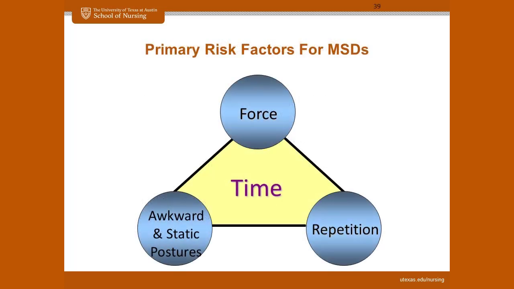Primary risk factors for MSDs include force, awkward and static postures, and repetition. These are the forces which act on our bodies and compound the risk for musculoskeletal disorders. The force of the push-pull and awkward or static positions combined with the repetition required daily and the impact of these forces multiplied over time results in significant injury to our muscles, joints, tendons, and ligaments. On the next slides, we will discuss examples of these factors in the healthcare setting.